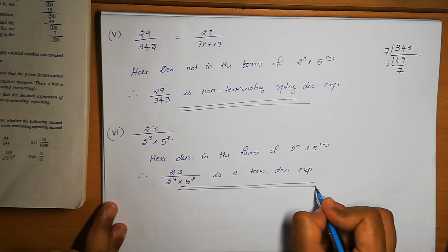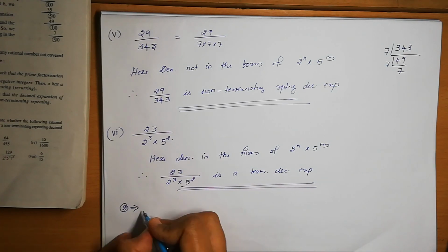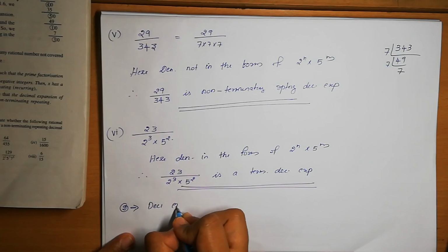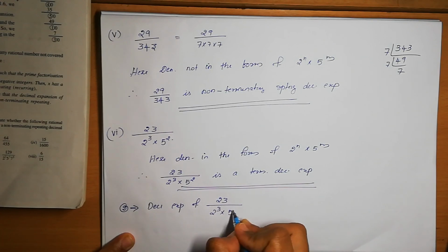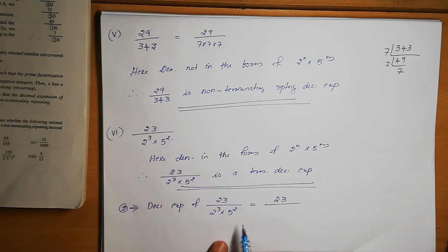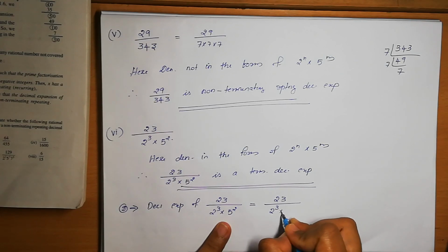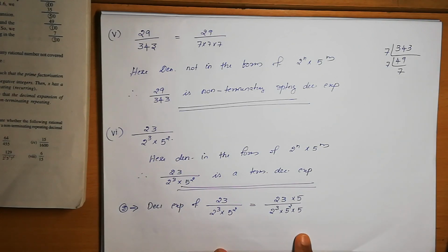Then if it is terminating, we need to write the decimal form for the question number 2. So the decimal expansion of 23 by 2 cube into 5 square equals 23 divided by... the highest power is 3, right? That means here one more 5 we need to add: 2 cube into 5 square into 5. Both numerator and denominator we need to multiply in order to balance the equation. So a raised to m into a raised to n means a raised to m plus n. That means 2 plus 1 is 3. So the power is the same, correct?